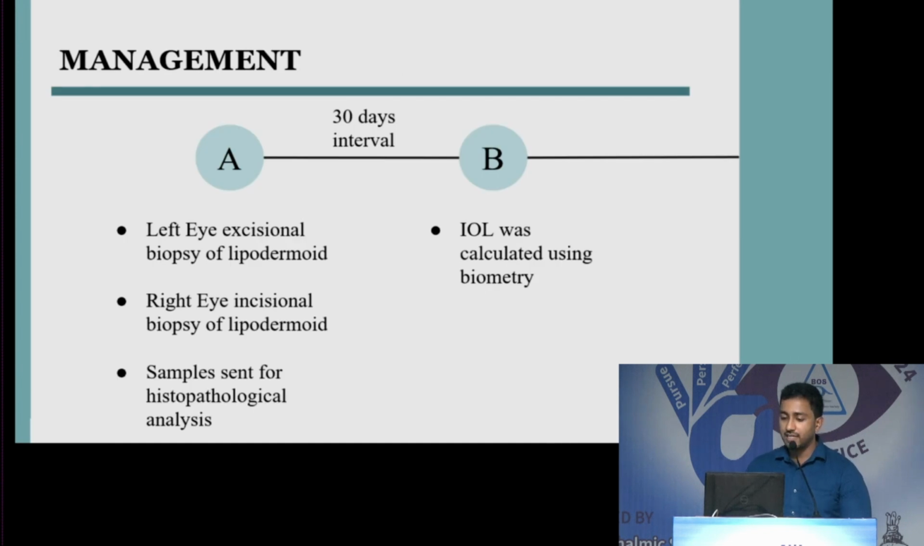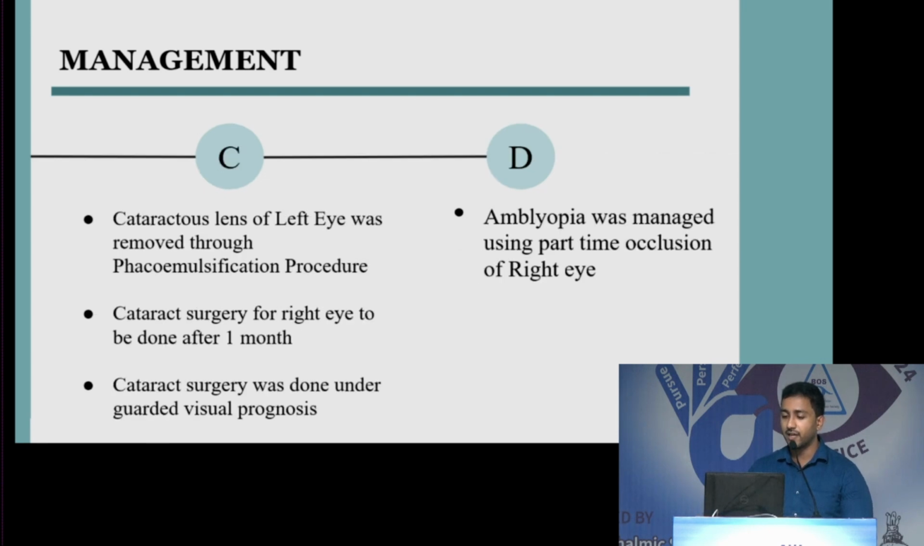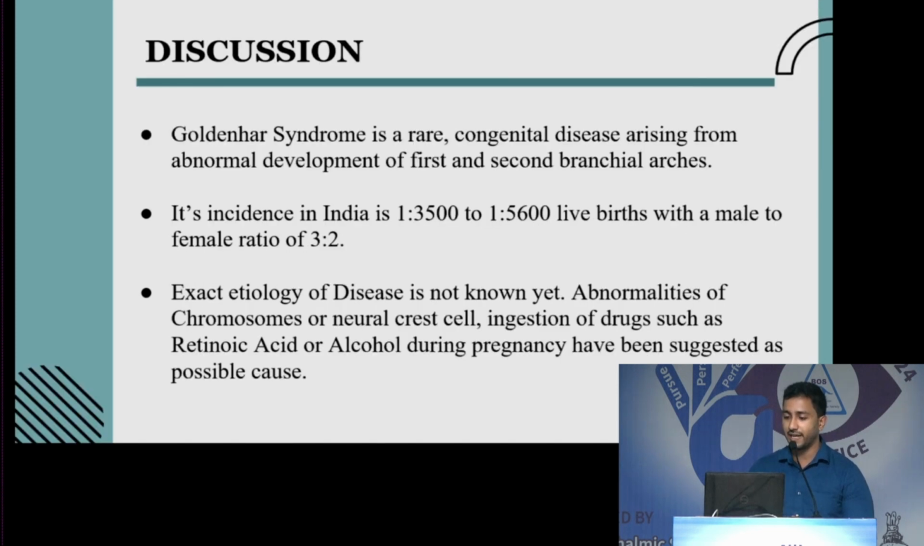Coming to the management, first we had done the excisional biopsy in the left eye, followed by incisional biopsy on the right eye. Samples were sent for histopathology analysis. After 30 days, IOL was calculated, and the cataract surgery of the left eye was performed. And we are planning to do the cataract surgery of the right eye. Coming to the discussion, Goldenhar syndrome is a rare congenital disease arising from the abnormal development of the first and second branchial arches. Incidence is 1 in 3,500 to 1 in 5,600 live births.